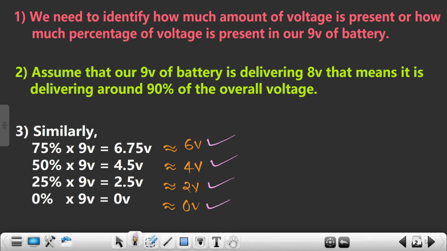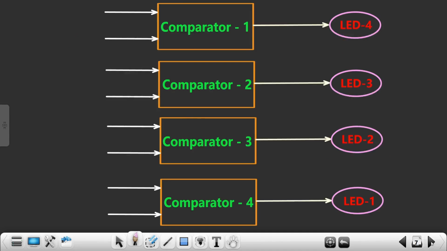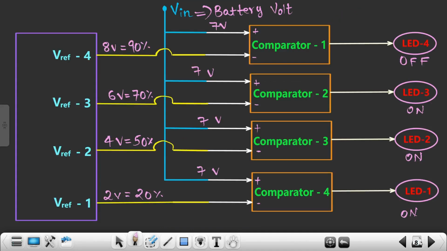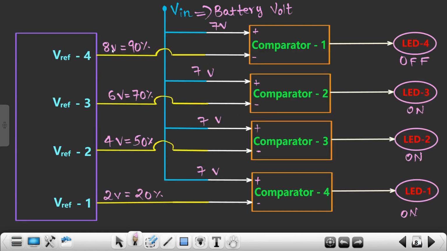So this was all about the session. I really hope that you enjoyed this particular session. In the next session, we'll try to decode this particular circuit diagram. That means how exactly we are going to design this circuit, which can provide constant reference voltages of 8 volts, 6 volts, 4 volts and 2 volts simultaneously. That means at the same time it should provide all these constant reference voltages.